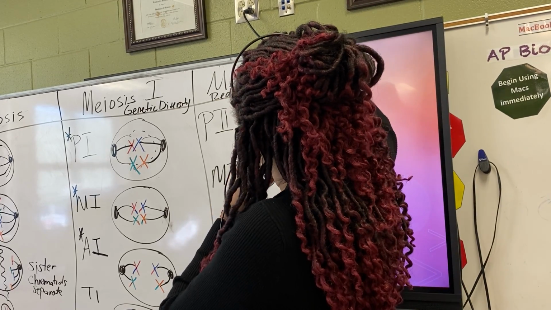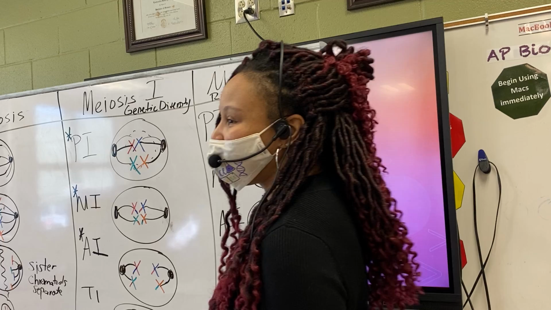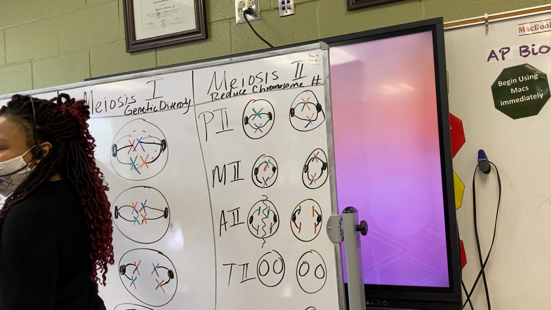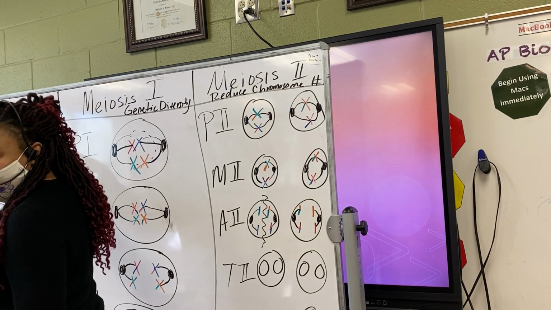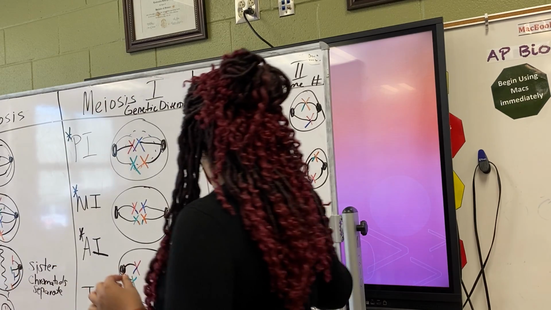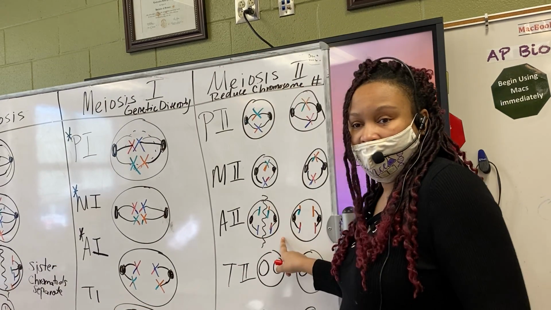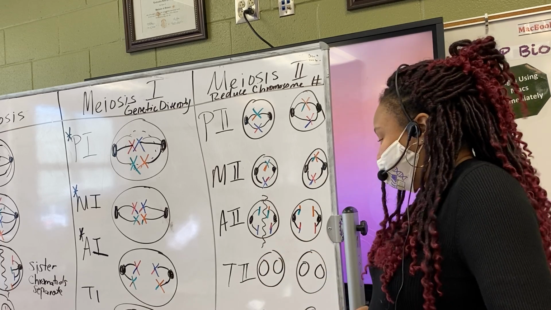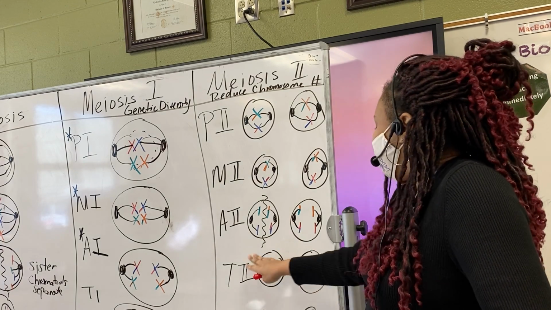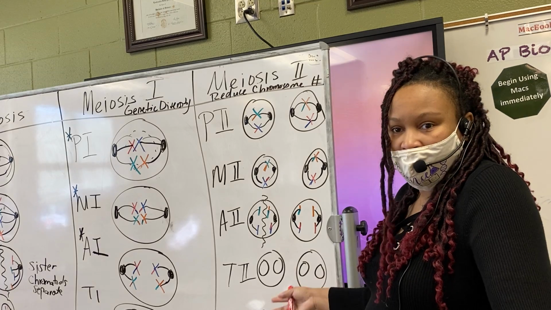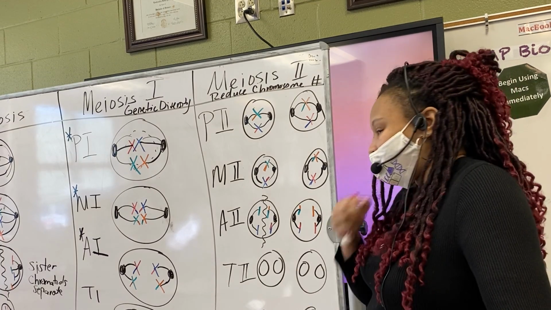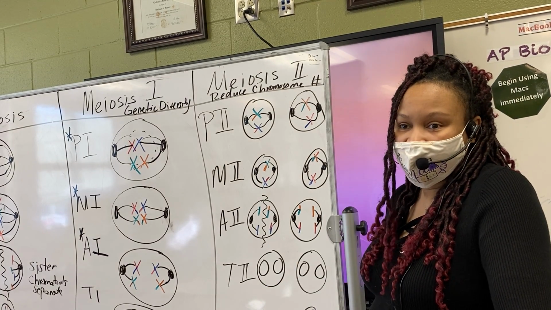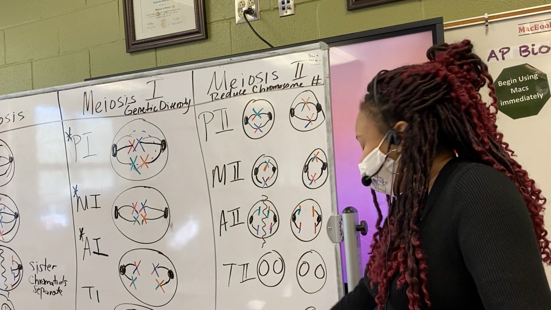All right, so meiosis 2 is most like mitosis, okay? When it comes to how they line up and how anaphase occurs. Are y'all with me? Are you sure? Telophase, the nuclei form, cytokinesis, division happens. I end up with 4 cells because I have 2 cells that divide.